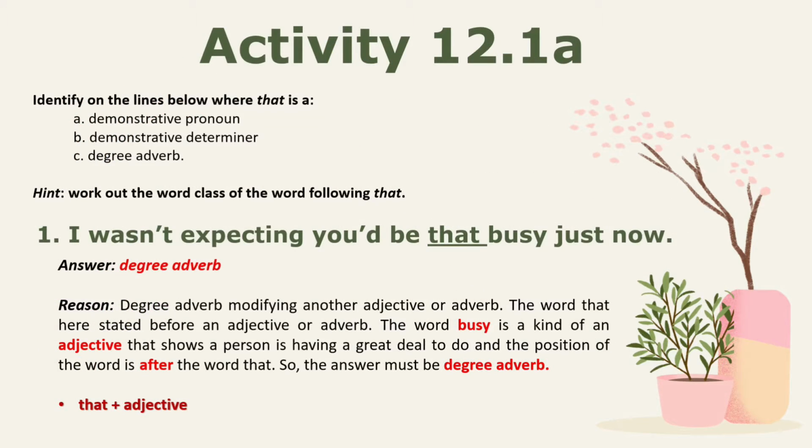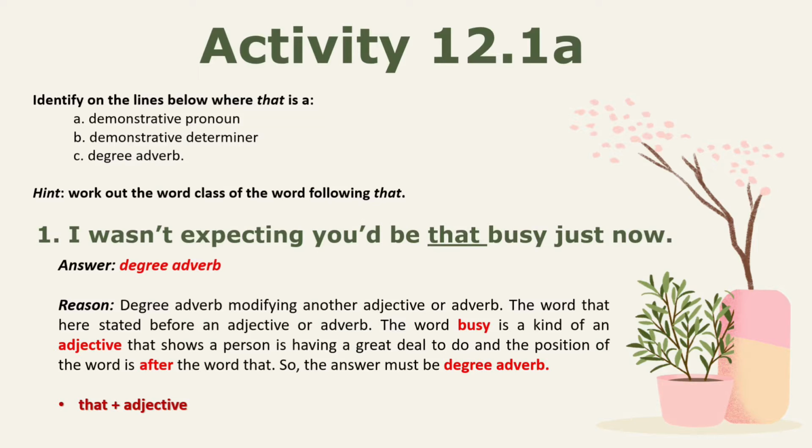Now let's see the questions in Activity 12.1a. The direction: identify on the lines below where that is A demonstrative pronoun, B demonstrative determiner, C degree adverb. The hint is to work out the word class of the word following that. Now we go to the first number. The question is, I wasn't expecting you'd be that busy just now. The answer is C, degree adverb.